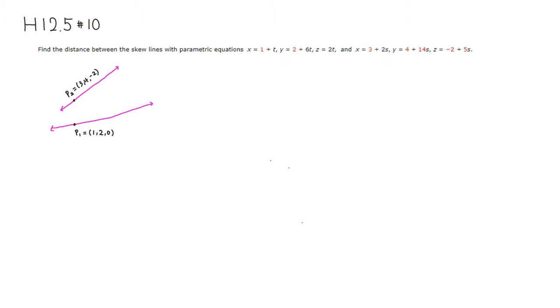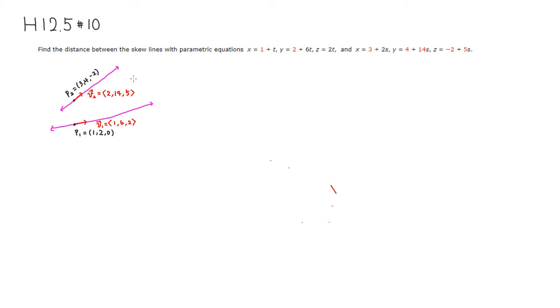Then we need to find the direction vectors. The direction vector here, maybe call it V1, is going to be (1, 6, 2). And the other one, here's the direction vector, let's call it V2, and that's going to be (2, 14, 5).